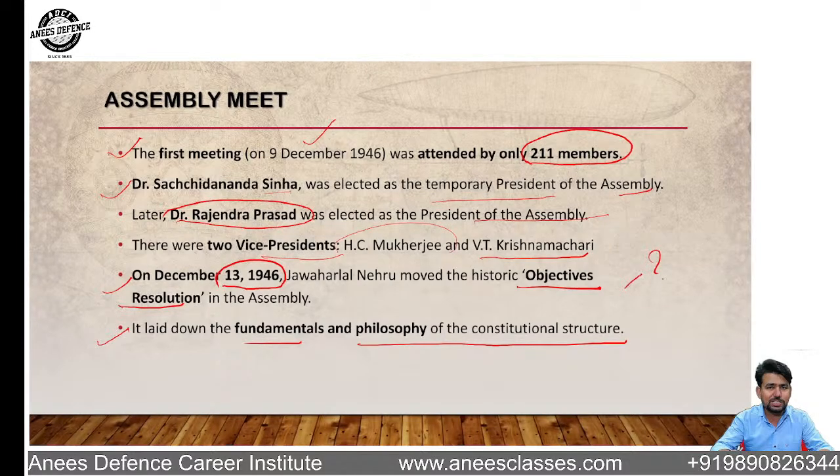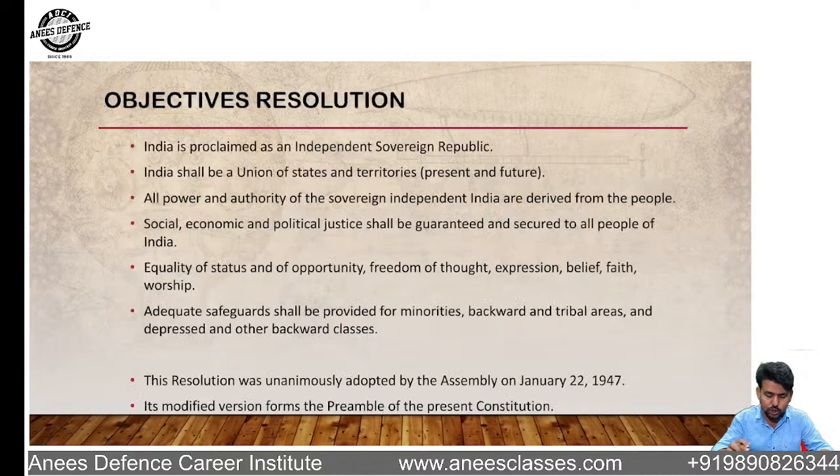The Objectives Resolution specifies the objectives and the philosophies of the Constitution of India, that is, what kind of structure or constitution India will have. For that purpose, the Objectives Resolution was moved, and the modified version of this resolution is our Preamble today. If I were to list the key objectives, India is proclaimed as an independent sovereign republic. Mark these words: independent, sovereign, and republic. Today's Preamble has two more words. What are those words?